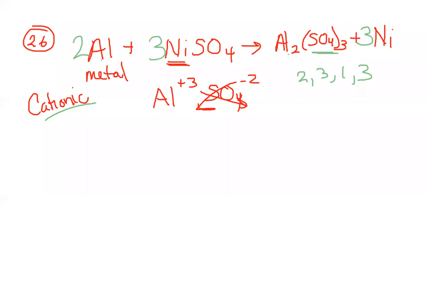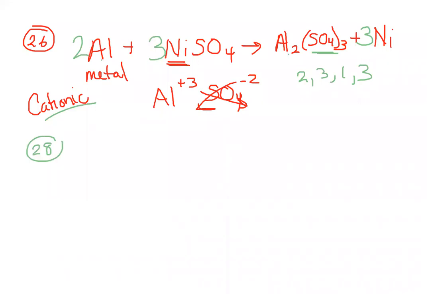Okay, I want you to finish 23 through 27 on your own. Those are single replacement. You have to decide if the first element is a metal or a non-metal to know which one it's going to switch places with. And that tells you whether it's cationic or anionic. Now let's look at the next section, 28 through 32.